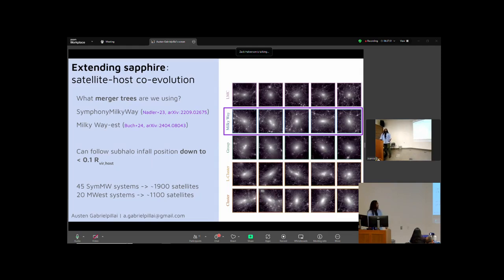So we are using these merger trees, which Ethan has already outlined, as well as other individuals, from the Symphony zoom-in suite. So specifically, we are using Symphony Milky Way, as well as Milky Way-est. And the great part about these trees is that we can follow subhalo positions down to around 0.1 R_vir of the host. So given their mass resolution limits, this gives us about 3,000 or so satellites that we can be playing with.